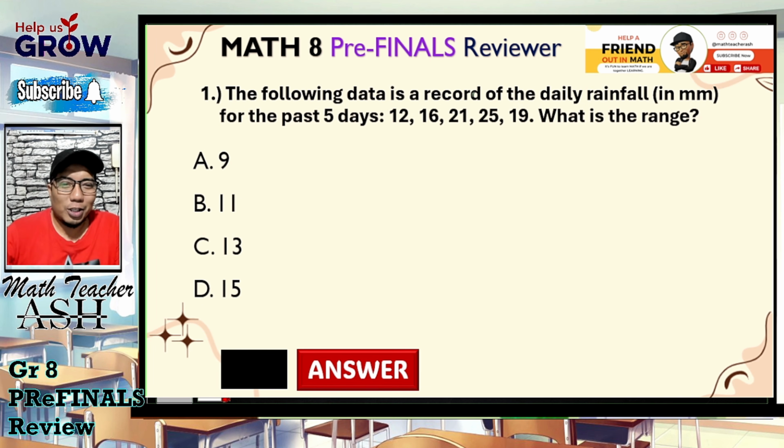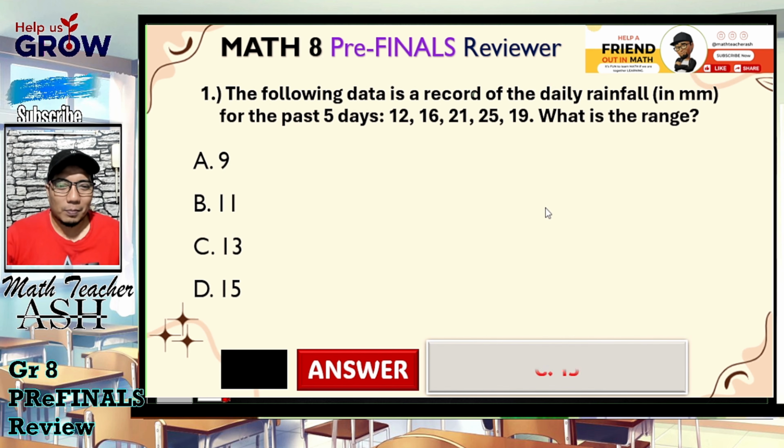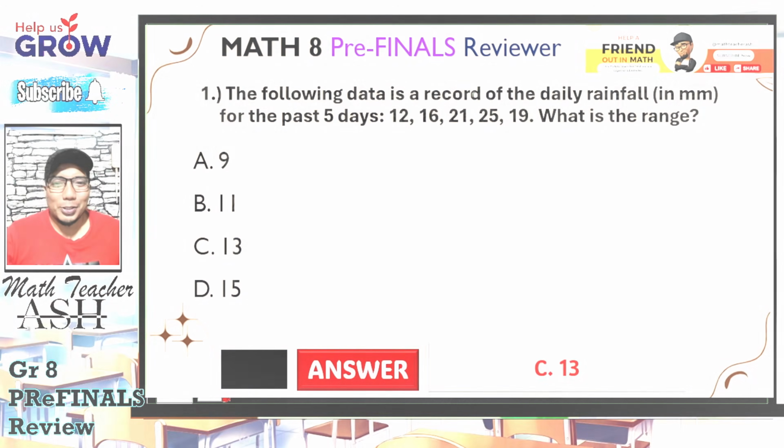Okay, my dear math learners, in order for us to know what is the range in the given data, we just need to subtract the lowest value from the highest value. In this case, we will subtract 25 and 12. So 25 minus 12, what is the answer? Very good. That is 13. So that is letter C. Let's check whether we are correct. Easy, right? So now let us go to question number 2.